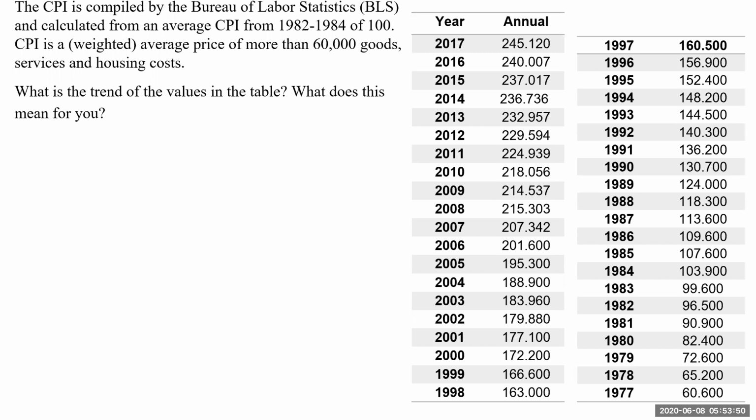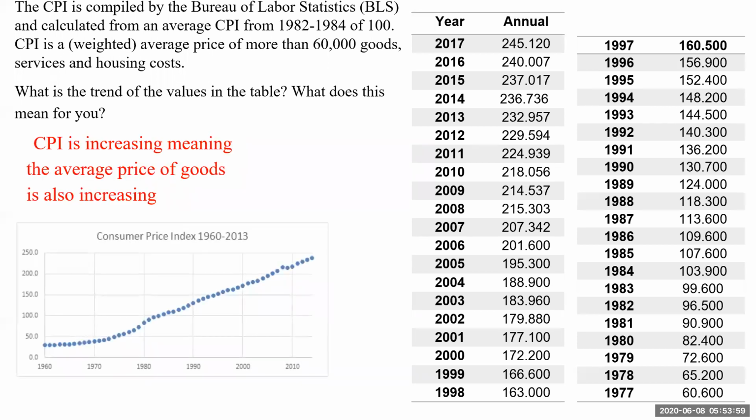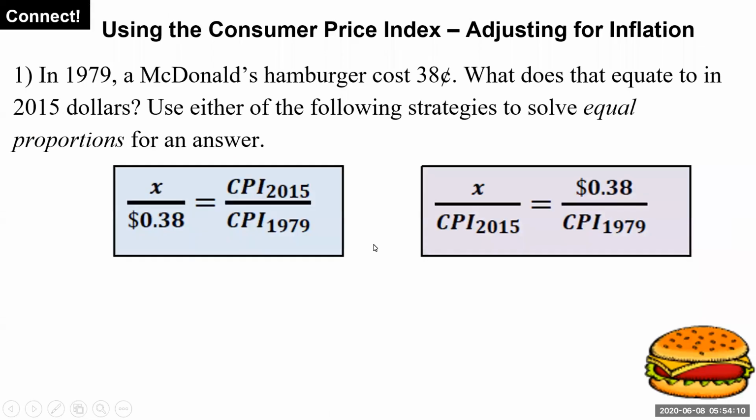All right, nice. Now, what you see says, what is the trend of values in the table? What does this mean for you? You could realize that this has an increasing trend. The average price of goods and services is also increasing over time. Now this is an example that we are going to look at. And these two things you see here are two different setups that you can use to arrive at the same point.